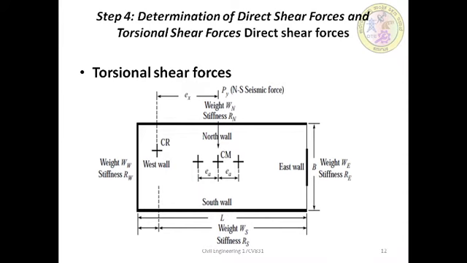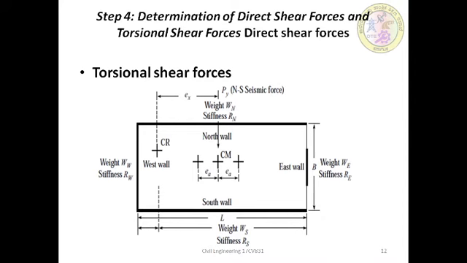Now in case of the direct shear forces, whatever the rigid diaphragm is there, it is assumed that the walls are tied together with the diaphragm and the lateral force will be distributed to the walls in proportion to their relative stiffnesses. Now here, as per the figure, you can notice how the torsional shear forces are to be noted. When the center of mass and center of rigidity do not coincide, then the torsional shear force will be induced on the walls in addition to the direct shear force.